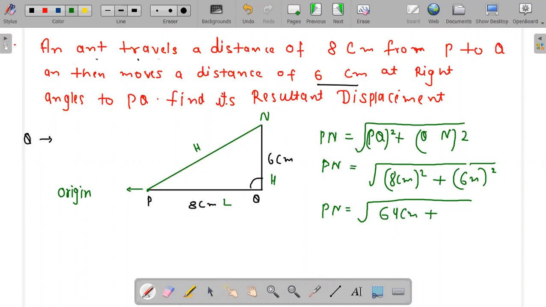And please remember one thing, don't ignore units like centimeter and kilometer. Generally students ignore these type of things, but if you are ignoring this thing in 9th standard, definitely you are going to reduce your marks, because the units are very important and they play a major role in formation of any formula. So don't ignore units. Now it is 36 centimeter squared. So Pn squared is equals to 100 centimeter squared. Now Pn is equals to 10 centimeter. So the Pn is 10 centimeter.